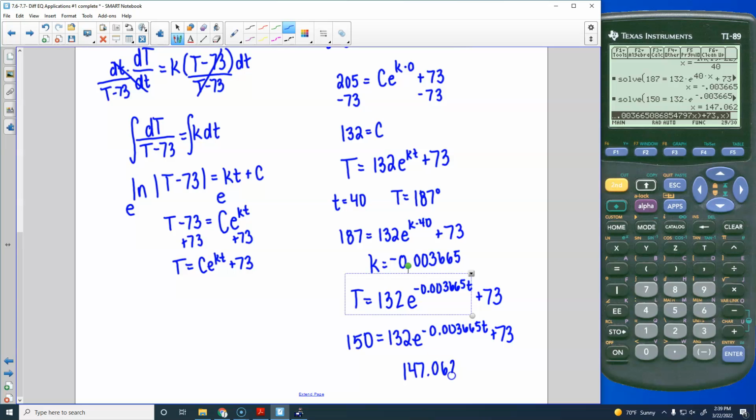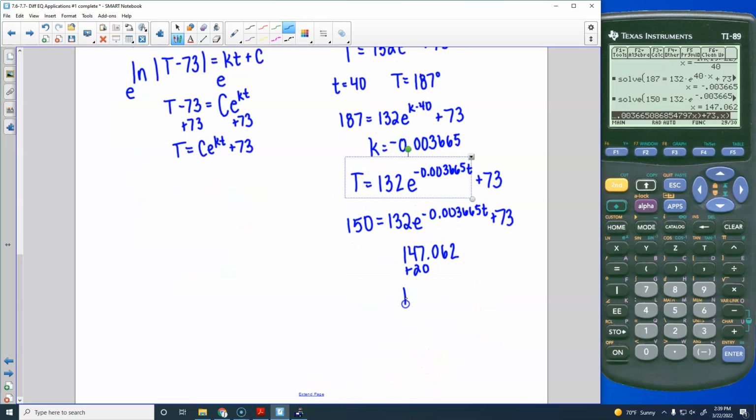Now, something important. What did we do so that we could have a 0? We took 20 seconds away, right? So we need to add those 20 seconds back. So 167.062 seconds from the time it leaves the microwave. So what's the significance of playing with time? That's almost 3 minutes, yeah.